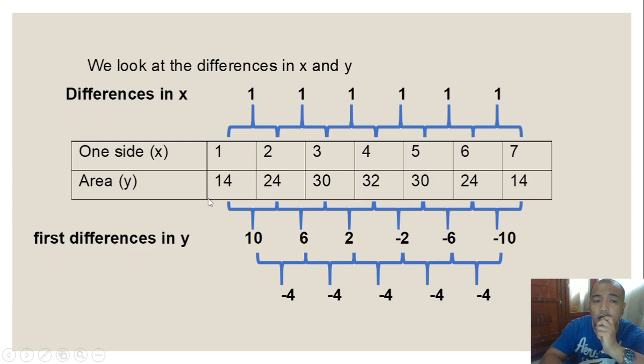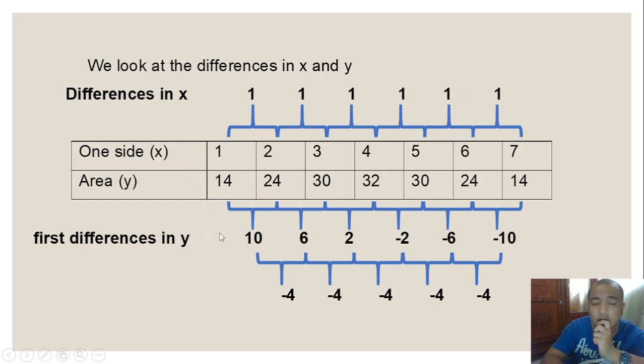Okay, we look at the differences in x and y. For the differences in x, they are all the same, 1. If we're going to subtract 2 minus 1, 1; 3 minus 2, 1; 4 minus 3, 1; 5 minus 4, 1; 6 minus 5, 1; 7 minus 6, 1, which is all the same, which is equal to 1. So the differences in x, they are all equal. How about the differences of y?